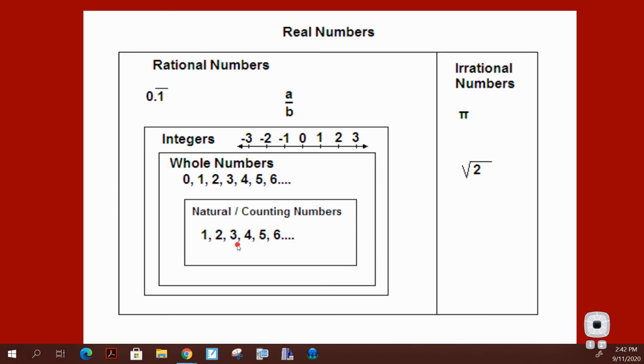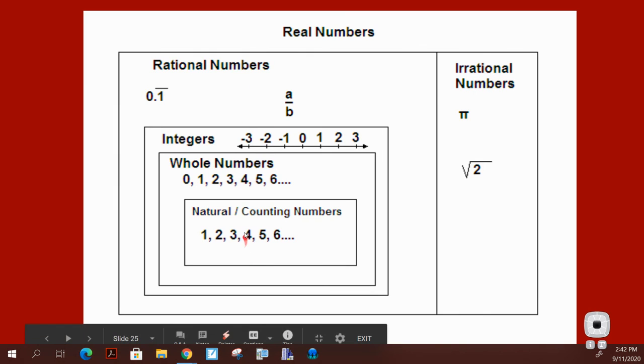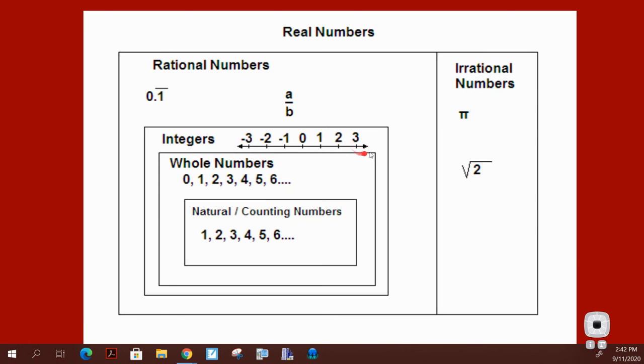But if it's in the innermost box, it's also included in all the boxes. Okay? So the natural number 3 is also a whole number. It's also an integer. It's also a rational. And it's also a real.